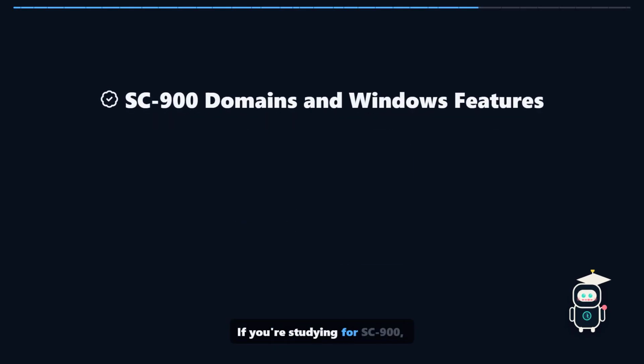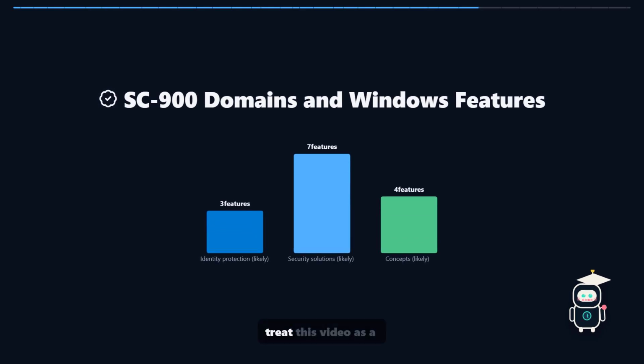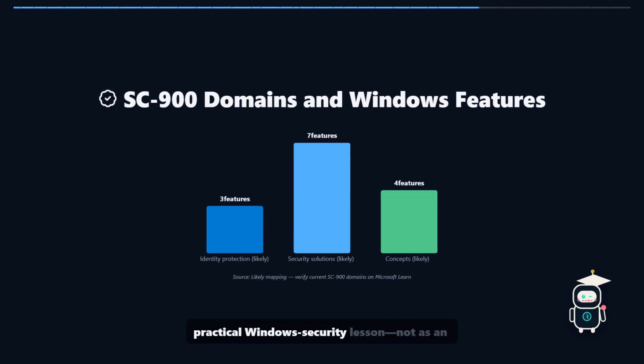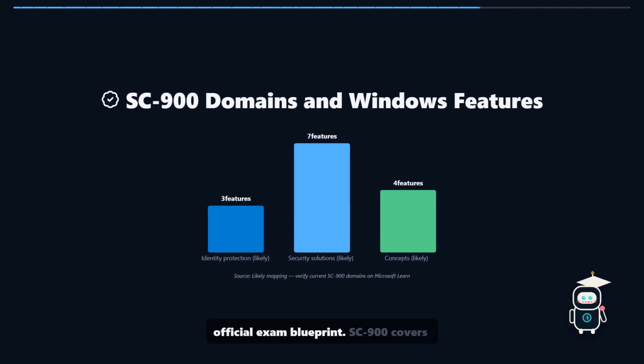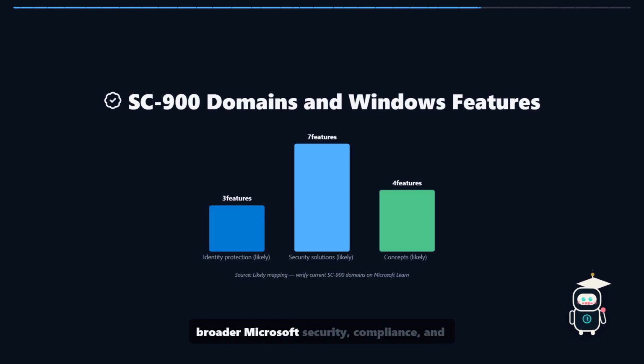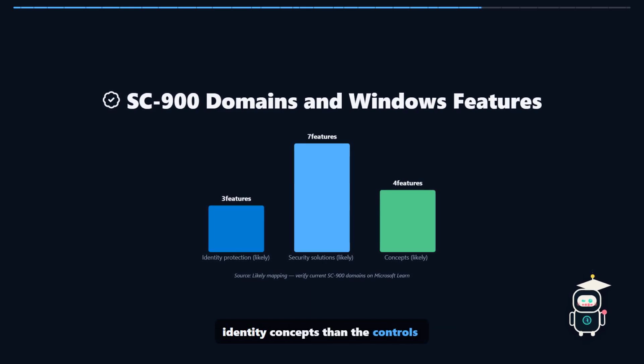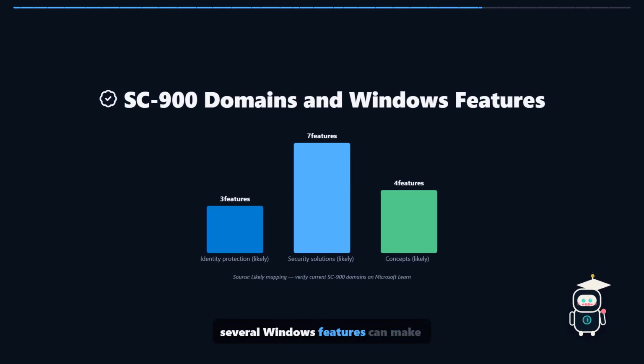If you're studying for SC-900, treat this video as a practical Windows security lesson, not as an official exam blueprint. SC-900 covers broader Microsoft security, compliance, and identity concepts than the controls on one Windows computer. But several Windows features can make those larger concepts easier to understand.